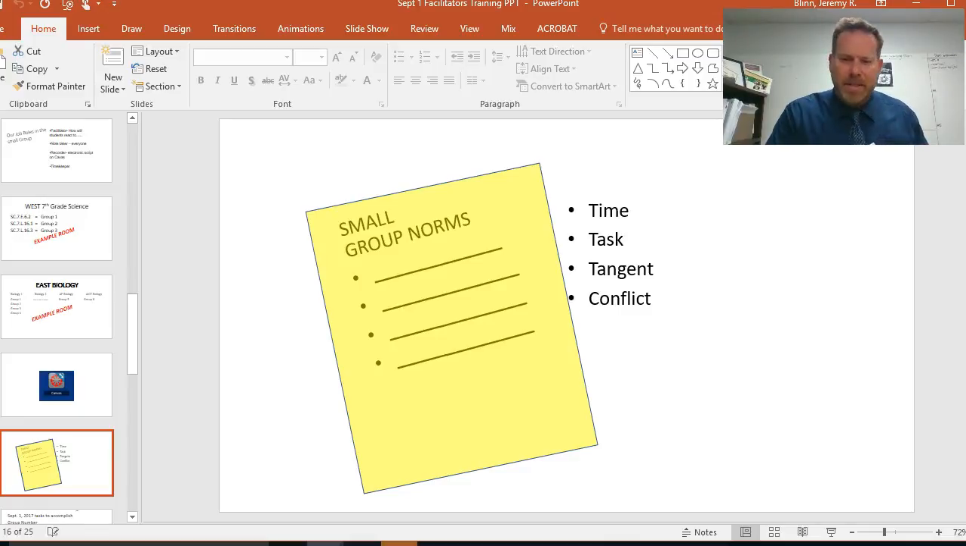So: time, task, tangent, and conflict. I budgeted about 10 minutes for that, and if it's going over 10 minutes, try to get them to speed it up because there are other things to do on this day. This is something they revisit each time. As time goes on, if they find that these four did not work with their group, they can always add.